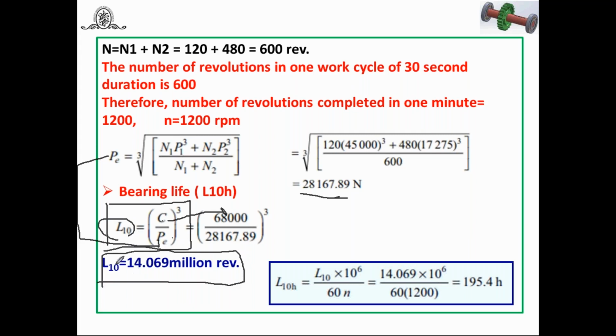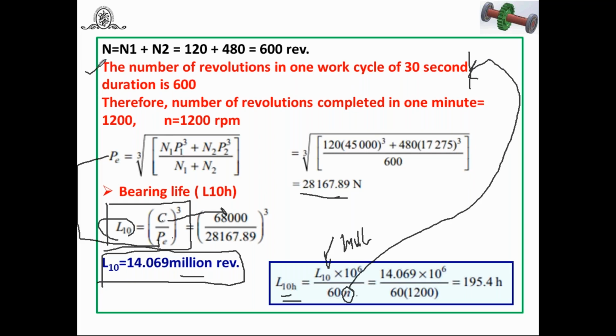So you can calculate. But one interesting thing now: it's in million revolutions, you have to convert it into hours, because the question is asking for hours. How to convert it into hours? L10H is equal to L10 into 10 raised to 6 upon 60 N. Or, L10 in million revolutions is equal to 60 into N into L10H upon 10 raised to 6. I have modified this equation: L10H is equal to L10 in million revolutions into 10 raised to 6 upon 60 N. But what is this N? Speed. And give attention here to what I am telling you.